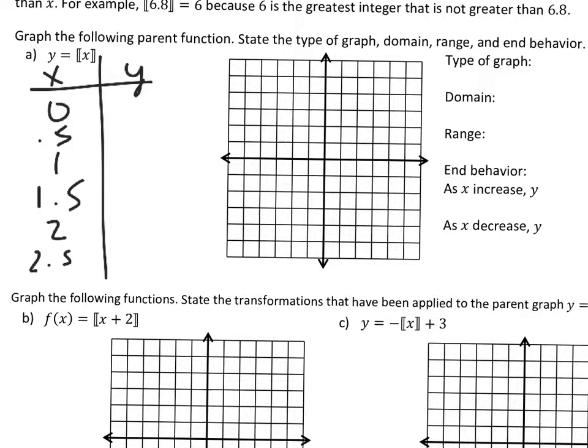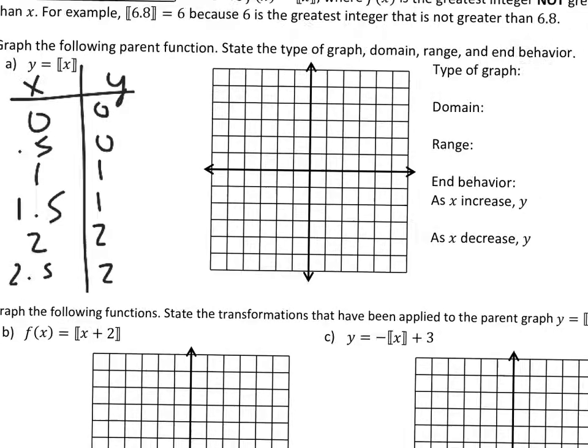So now, what is the output for those? I need the greatest integer of 0, which is 0. The greatest integer of 0.5 that is not greater than x would be 0. The greatest integer of 1 is 1. The greatest integer of 1.5 is 1. The greatest integer of 2 is 2. The greatest integer of 2.5, not greater than x, is 2. I'm going to plot those points.